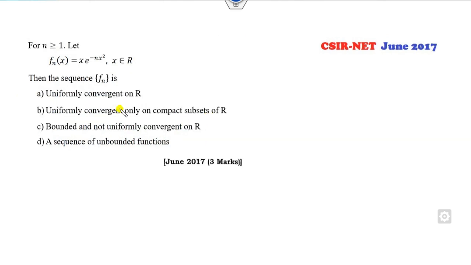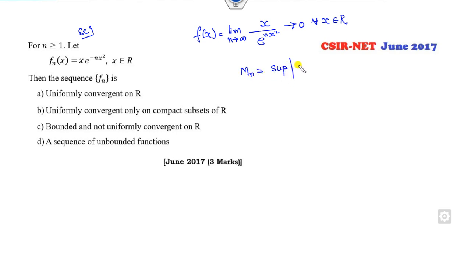Okay, look at this another one. A sequence, again this is the sequence, so firstly find the value of f(x). So what is that? If you take the limit n approaches infinity, so this is x over e raised to power n x square, it goes to 0 for all x belongs to R. So f(x) is my 0. Then you define the M_n, which is my supremum of x e raised to power minus n x square minus 0 over the domain.